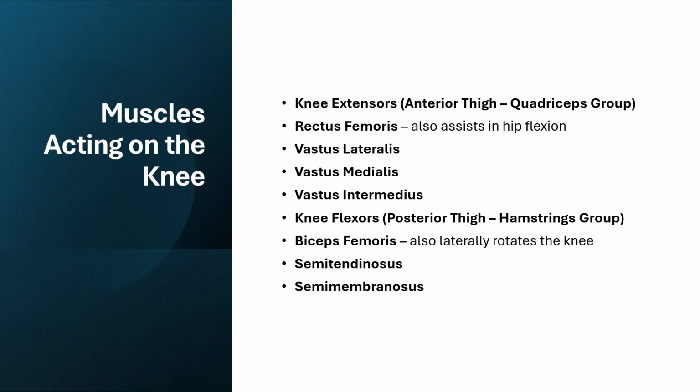Then we have knee flexors. These are found on the posterior aspect of the thigh, and these are the hamstring group. So they all flex the knee. But biceps femoris also laterally rotates the knee, whereas semitendinosus and semimembranosus will medially rotate the knee. Now, they all originate from the ischial tuberosity and cross the knee to insert on the tibia or the fibula.